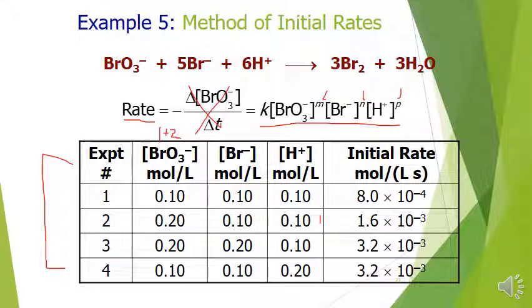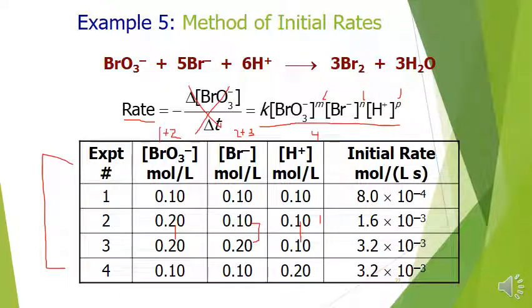For Br minus, okay, looks like we're doubling the Br minus here. And if you notice, we're holding this constant, this constant. So for this one, we're going to use experiments 2 and 3 to figure out Br minus. And from the last experiment, we're going to use number 4, but which one of the previous ones are we going to use? All right, so let's look at it.